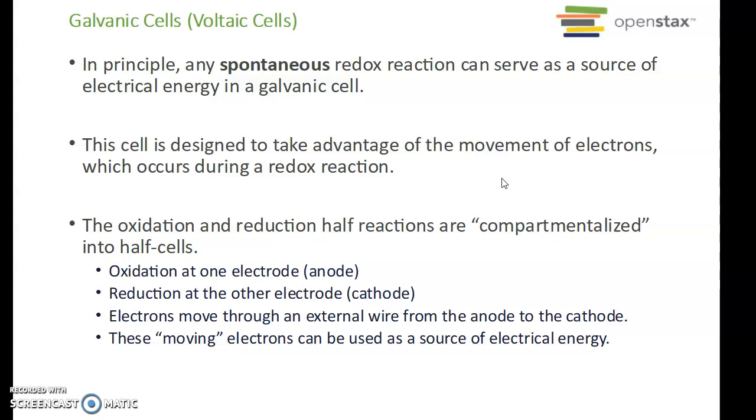Each one of these half reactions is compartmentalized in a half cell. Oxidation occurs at one electrode, and remember that's the anode. The reduction occurs at the other one, and that's the cathode. Electrons move through an external wire from the anode to the cathode, and these moving electrons are the source of the electrical energy.